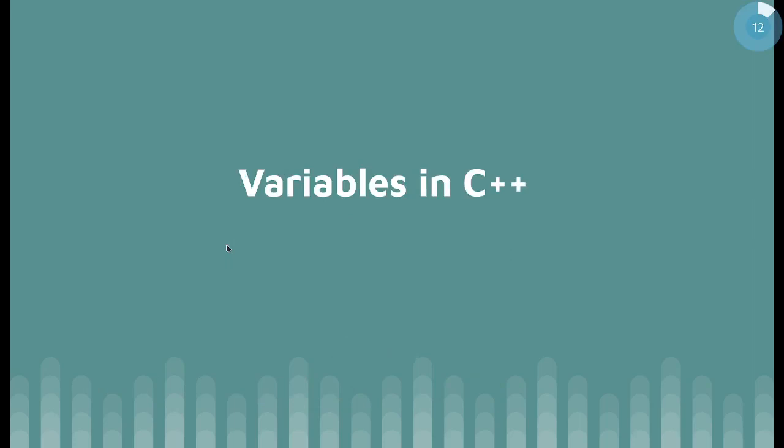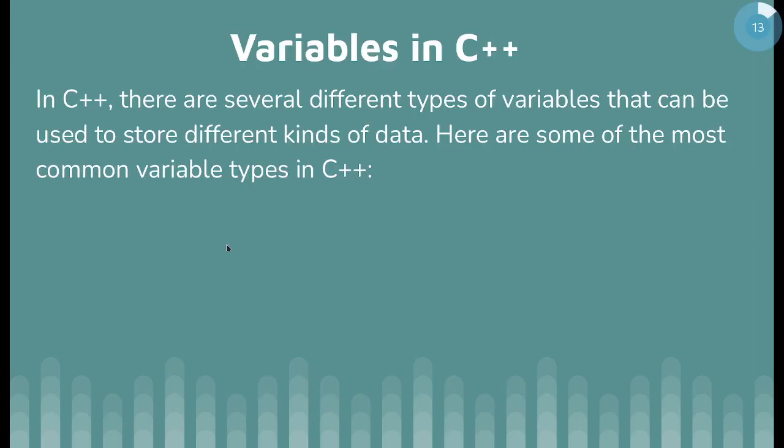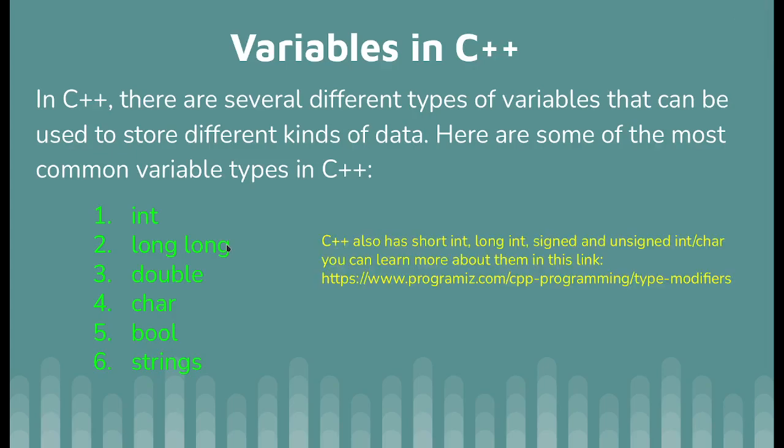Okay, now we'll go to variables. In C++ we have variables, and some of them are listed here: int, long, double, character, booleans, strings, and the things I added here. We have short int and long int. Adding short before int means it's a shorter int, used for smaller numbers, and long int has more space, so you can use it for bigger numbers.